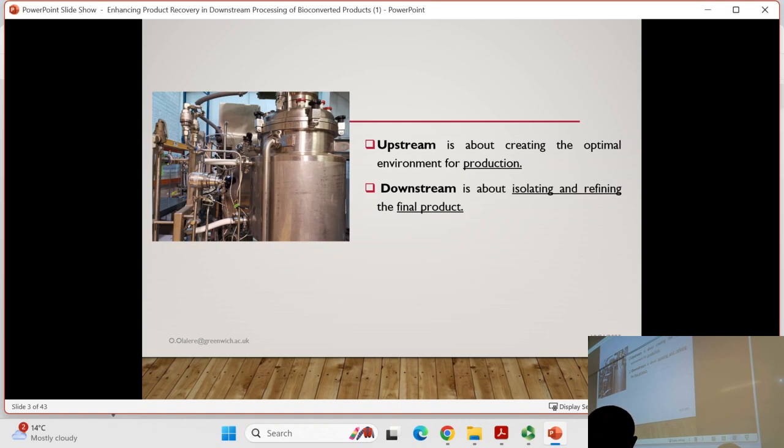Upstream is about creating an optimal environment for production. For your design, the design of the bioreactor on its own is the upstream. That's why you talk about different parameters and the rest. So part of your project also involves downstream, where you already have your production. You understand? How do you purify it? How do you get the product out? Isolating and refining the final product is downstream. So you need to know different separation processes and different post-treatments that you need.